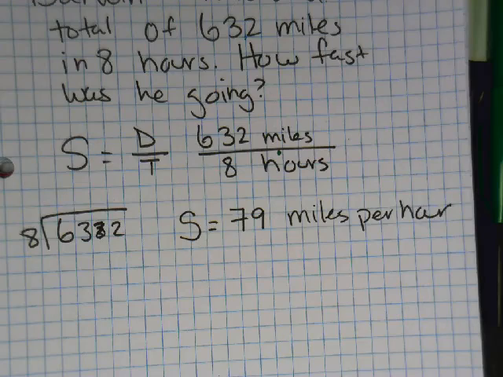So for an hour, I should only be traveling 79 miles. On the streets, you can only travel, I think it's 35 miles per hour. The highest you can travel is 60.